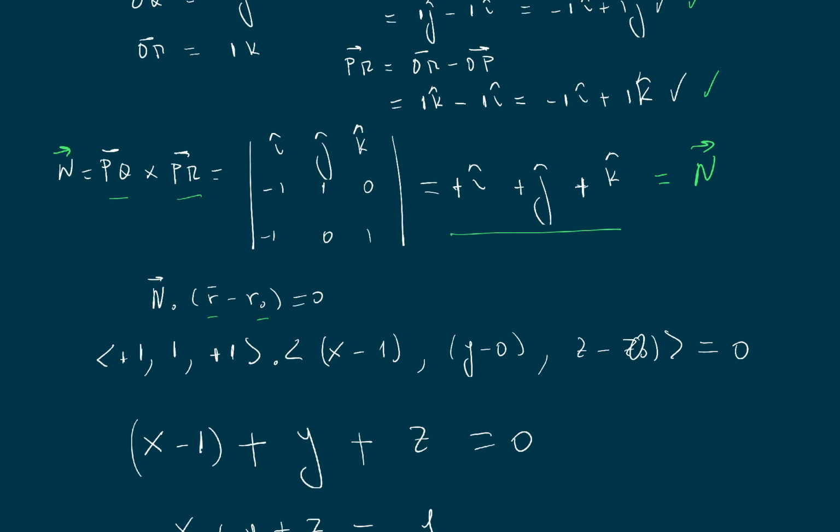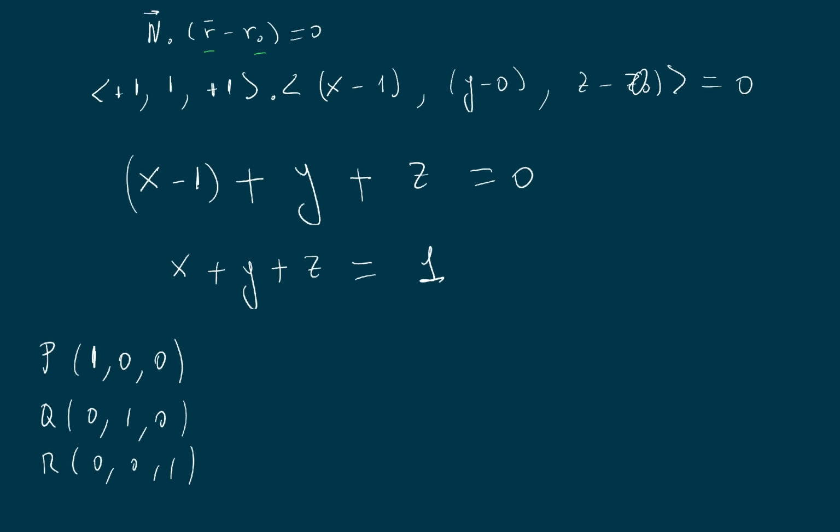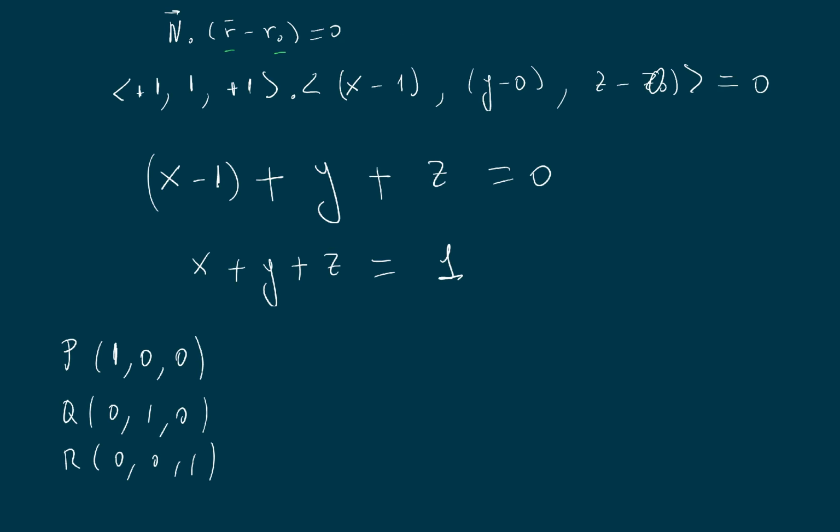So the normal vector, I have it, is 1, 1, 1. And r minus r0 will be x minus x0, where x0 is the point P: x minus 1, y minus 0, z minus 0. And the dot product, you multiply component by component, and you sum. So you make the multiplication 1 by x minus 1, 1 by y minus 0, 1 by z minus 0. z minus 0 is z, so you arrive at this equation. You rearrange the equation and you will have that x plus y plus z equals 1. So the equation of the plane is this one. We found the equation of the plane.